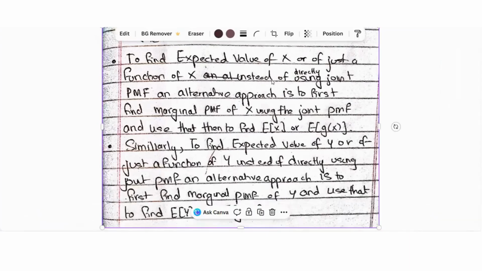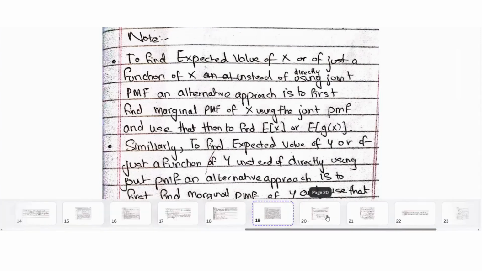Remember, to find the expected value of X or of a function of X, one approach is to directly use the joint PMF without needing the marginal PMF. Alternatively, we can find the marginal PMF of X using the joint PMF and then use that to find the expected value of any function of X. Similarly, we can use the joint PMF of X and Y to directly find the expected value of Y without having to find the PMF of Y. But alternatively, we could find the PMF of Y from the joint PMF and use that to find the expected value of Y, but we don't have to do that.